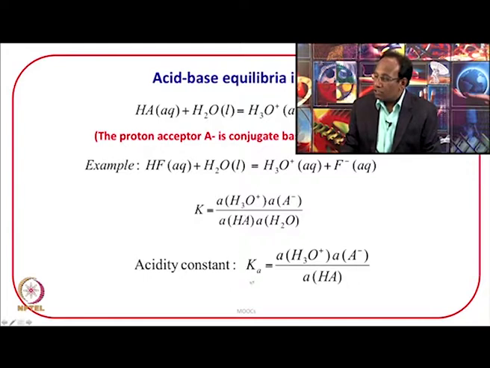So, the acidity constant Ka becomes the activity of hydronium ion into the activity of A minus, which is the conjugate base of the acid HA, divided by the activity of HA. We have taken the activity of water to be 1. Acidity constant is a very important quantity, because, as we will realize later on, it gives us information on the proton donating power of a molecule.